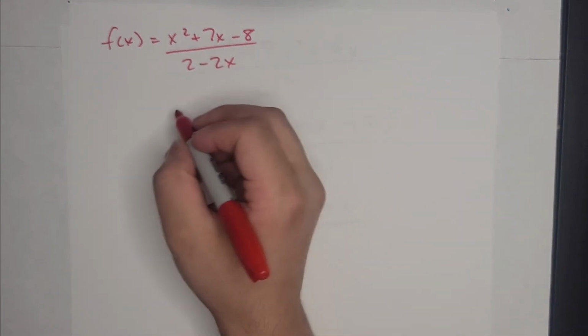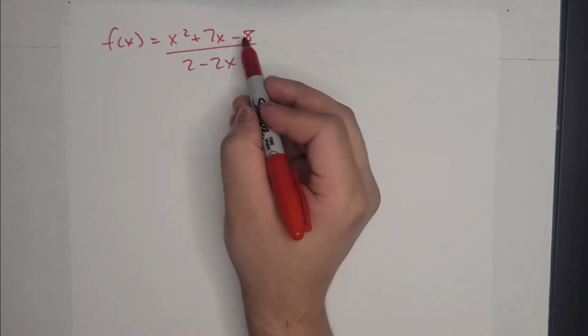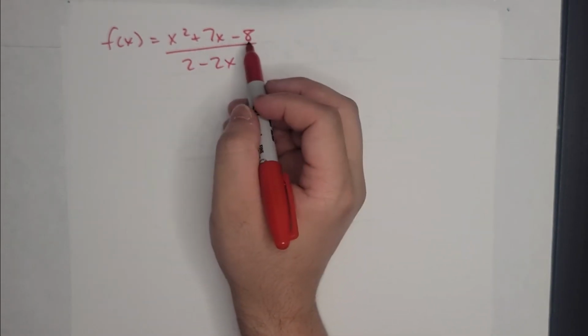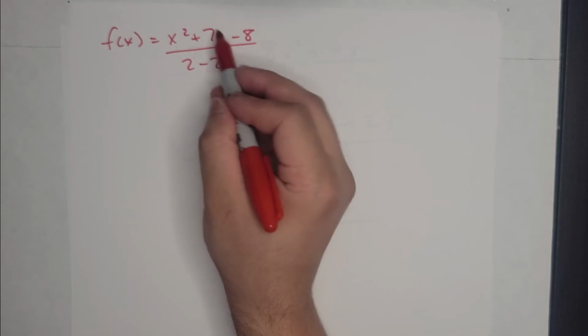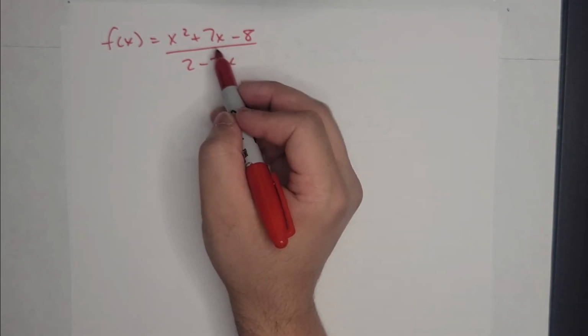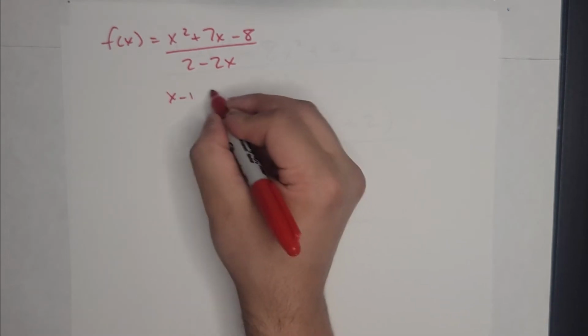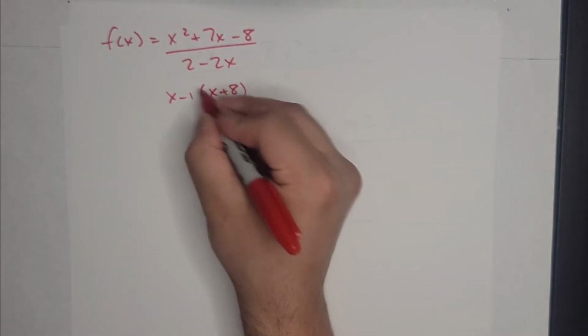So from the numerator, I can break this down into two numbers that multiply to negative 8 but add up to that. So I have 1 and 8 that's going to add up to that. So I'll do 8 minus 1. So that's x minus 1, x plus 8.